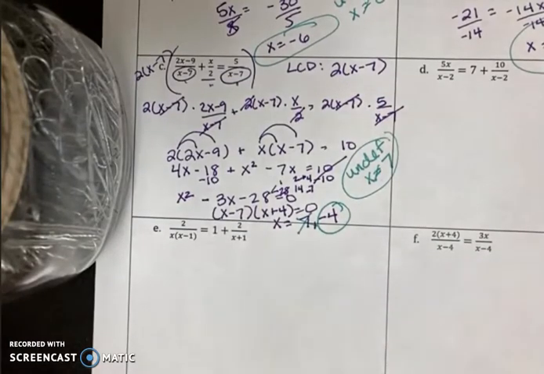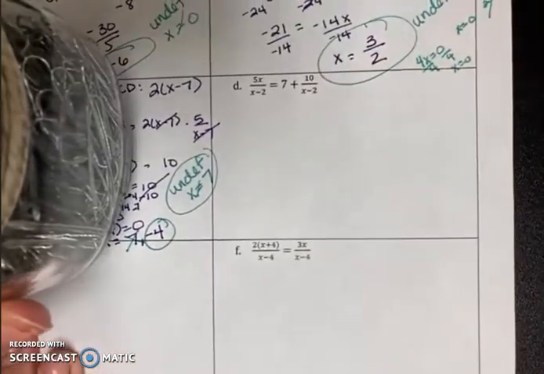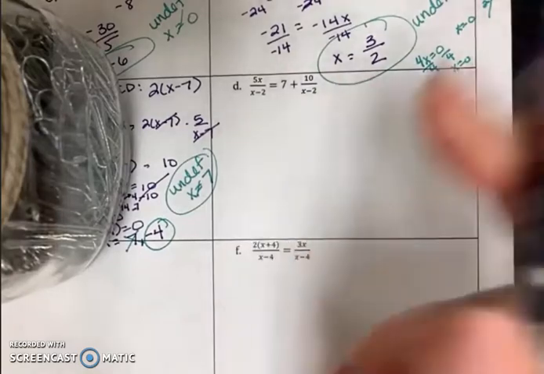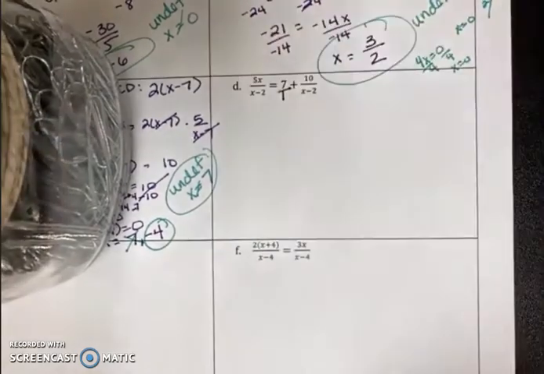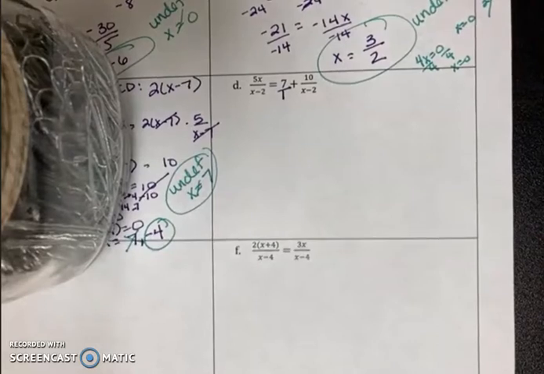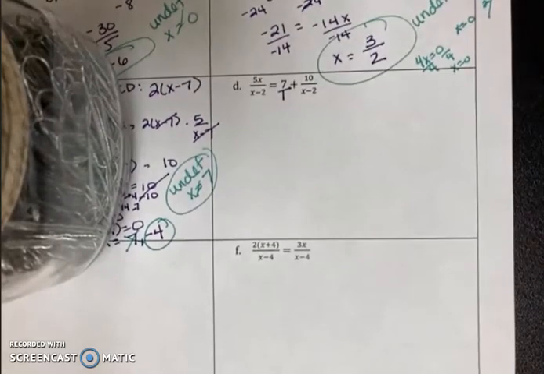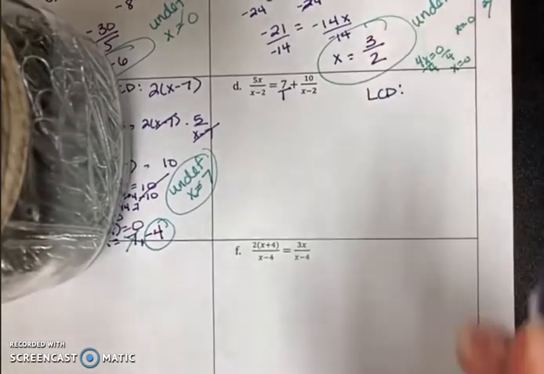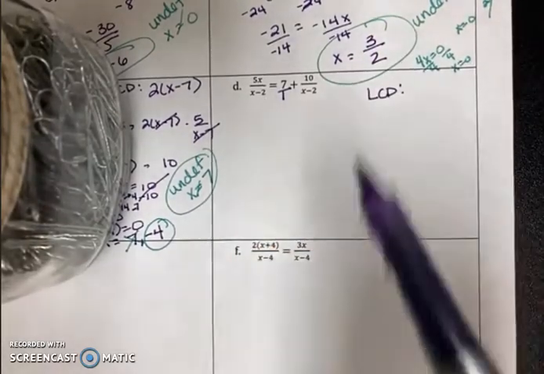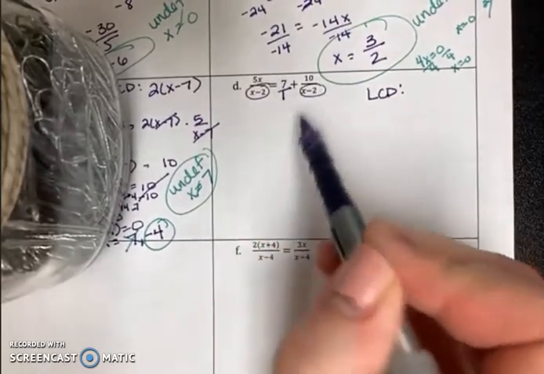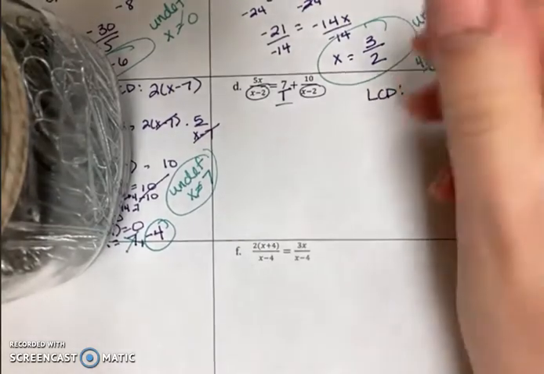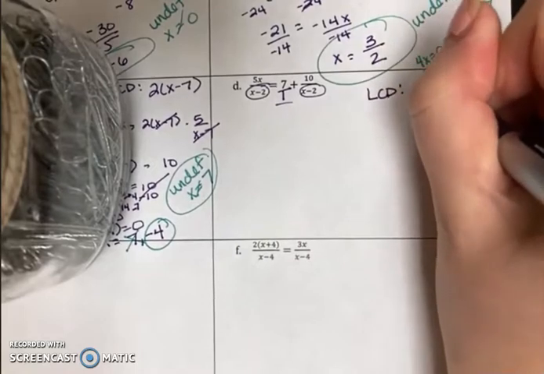Part D. Whenever I give you a whole number, I want you to go ahead and just rewrite it as being over 1, so we don't get confused about what's in the numerator and what's in the denominator. So my least common denominator will be similarities times differences. I have a similarity of x minus 2 and a difference of 1. But really, that 1 doesn't do anything. So it's just x minus 2 as the least common denominator.